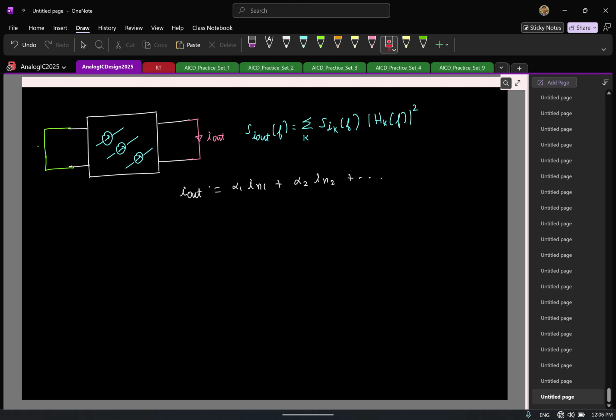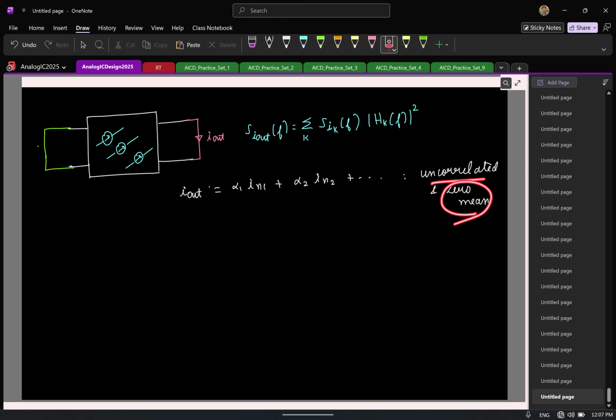Because if you want to find the power of this, you take and square this. Now only if the cross terms are 0, it becomes equal to the sum of the individual powers. Right? And the cross terms become 0 if the noise sources are uncorrelated and have 0 mean. So this is what happens in practice. The noise sources are uncorrelated. They would never have met each other in their lives before. So no need to worry.